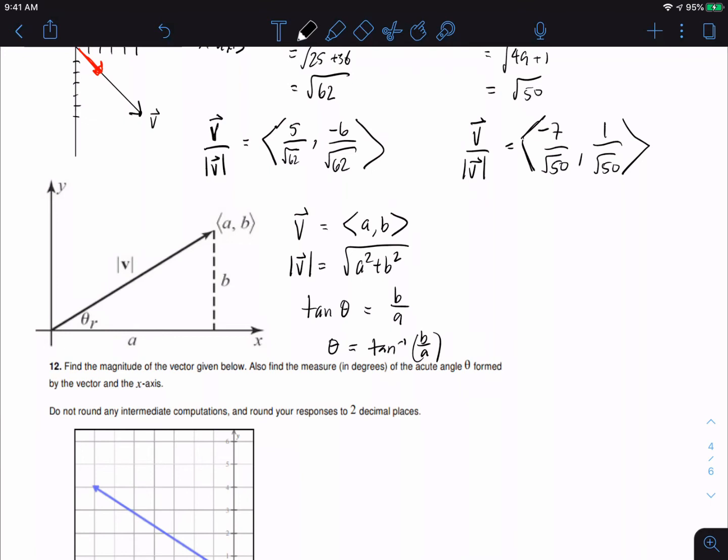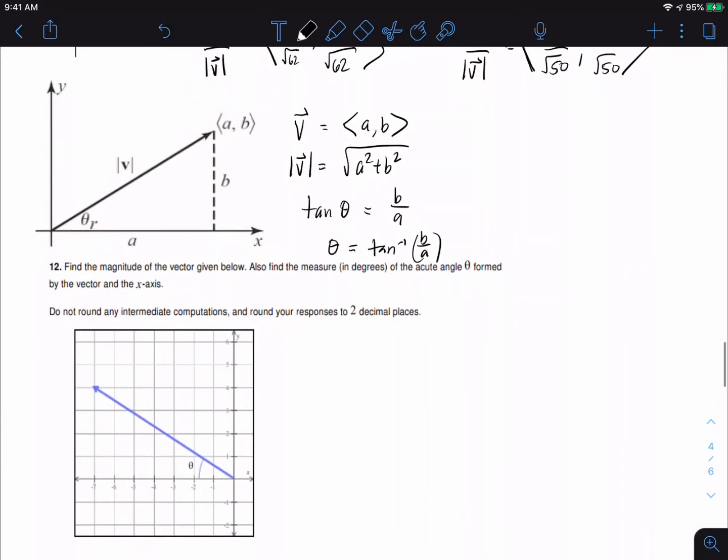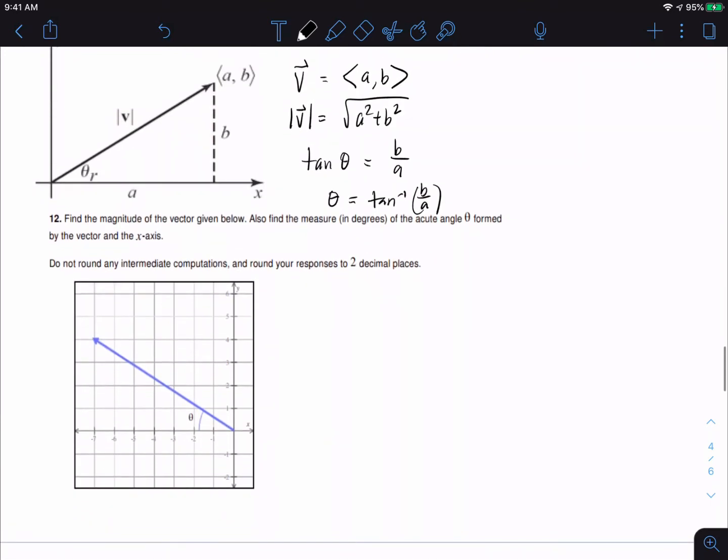So why don't we try a problem and see if we can find the answer. Okay, so here is our problem. They're trying to get us to get the reference angle. They're trying to get us to find the angle right here. Okay, we're obviously in quadrant 2. So let's see if we can find this. So we're going to find everything that we need, right? We need to find the magnitude of the vector. We need to find the angle on the acute side. So we need an angle that's less than 90. So we'll do that.